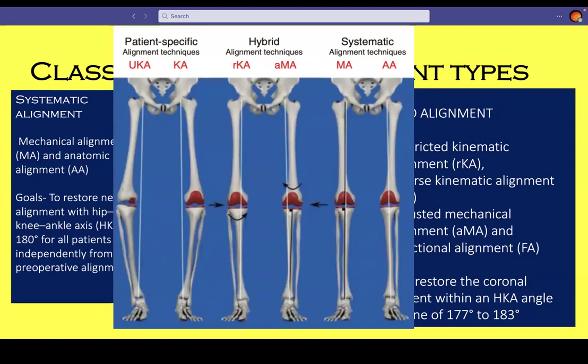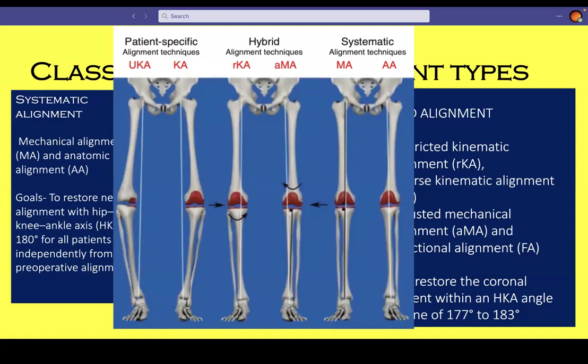So we are restoring it to a neutral axis. In anatomical alignment, we are restoring it to a neutral axis, but we are keeping the femoral component in 3-degree valgus and a corresponding tibial component in 3-degree varus. Then come the patient-specific alignment types, in which the native knee kinematics and the joint inclination are retained.